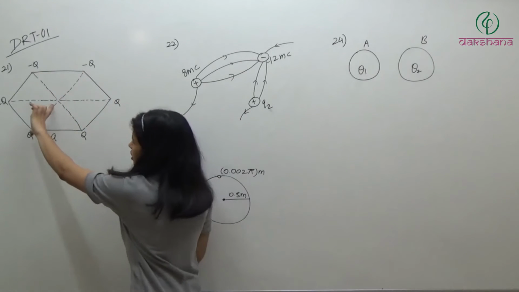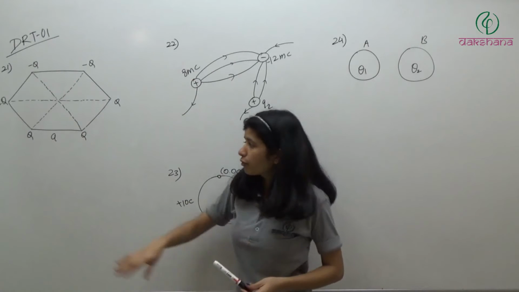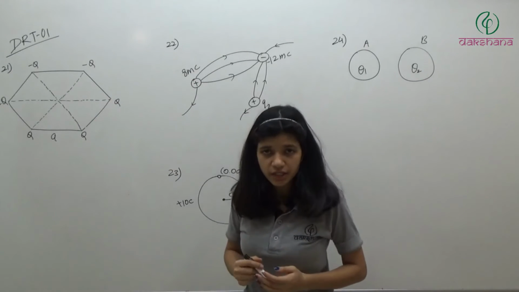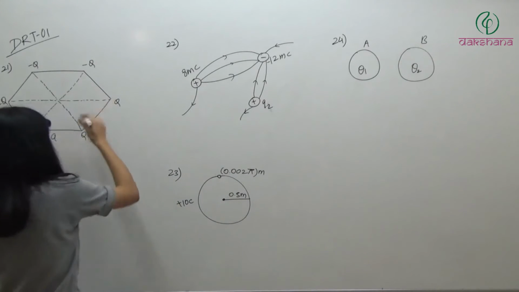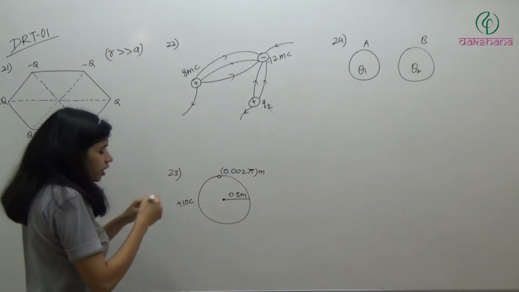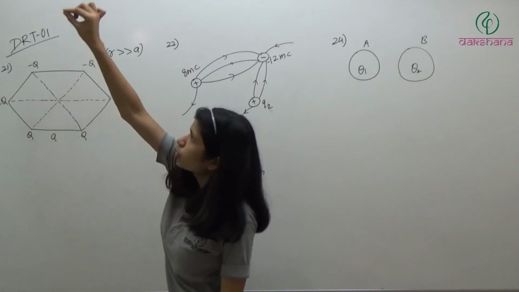So if you have this as A and this as R, you can find the distance of that point from every charge and find the resultant because of all the charges, but that will be a tedious process. So what else can we do? If you see here, it is given that R is very much greater than A. It means this distance is very small compared to this one.